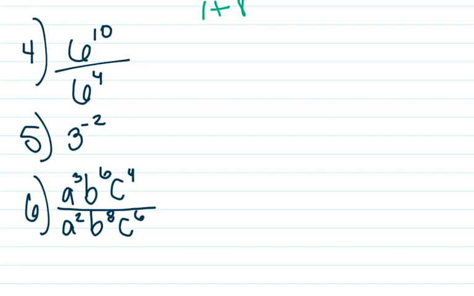Okay, so for 6 to the 10th over 6 to the 4th, we're doing our quotient power, right? So you're basically just taking these and subtracting. So 10 minus 4 is just 6, so your answer is 6 to the 6th.